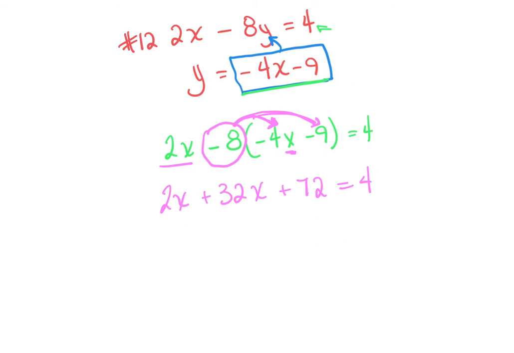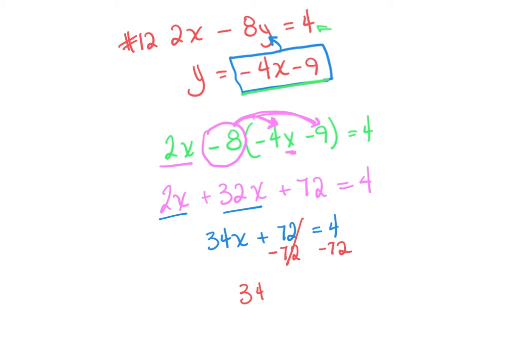All right, so now we're just going to solve this guy. So you're going to combine your like terms, 2 and 32. That's 34 x's plus 72 equals 4. And then we are going to subtract that 72 over. Remember, if it crosses over, it changes signs.